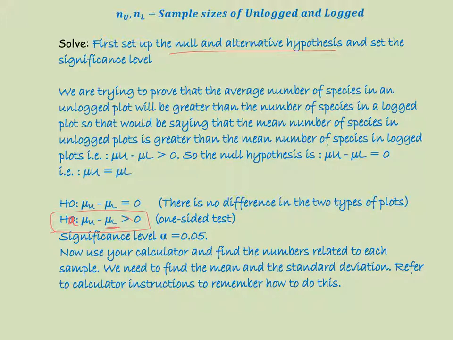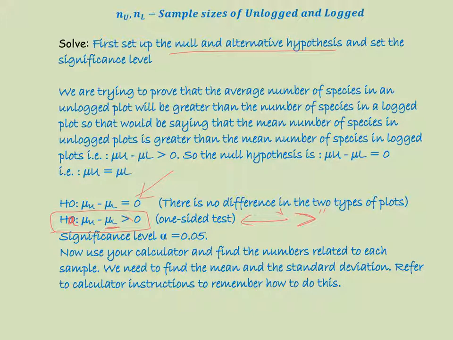And how do we know that it's greater than 0? Because we're expecting the mean of logged to be less than the mean of the unlogged. Since we have the symbol greater than 0, we're going to use a one-sided test. So this is our alternative hypothesis.